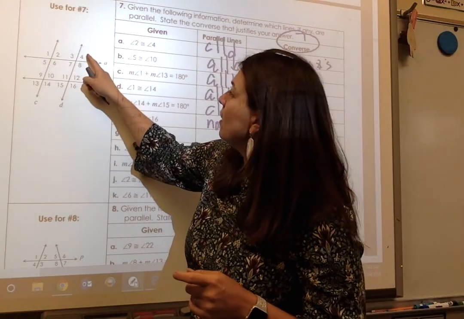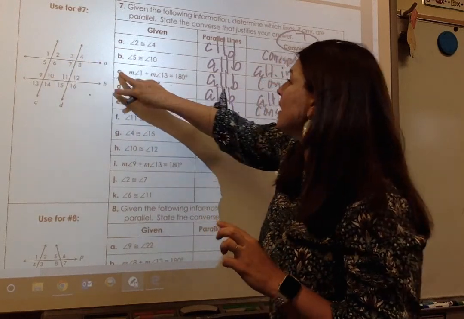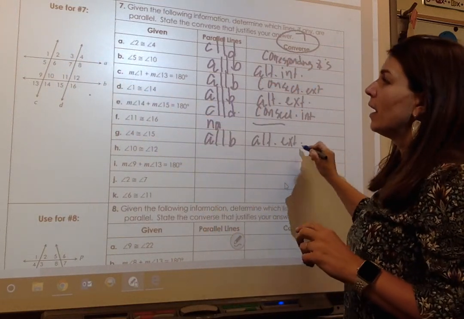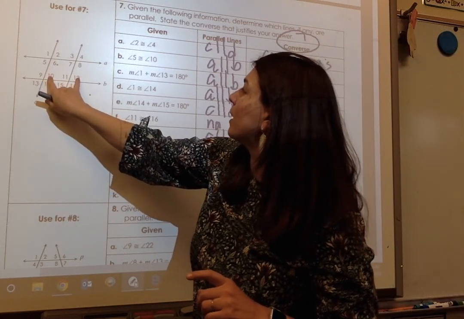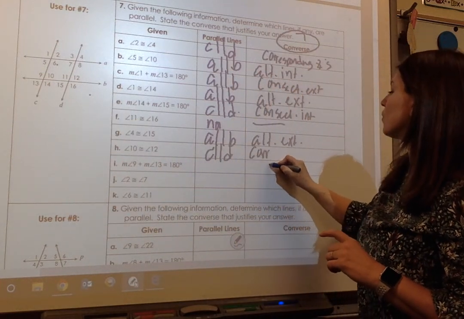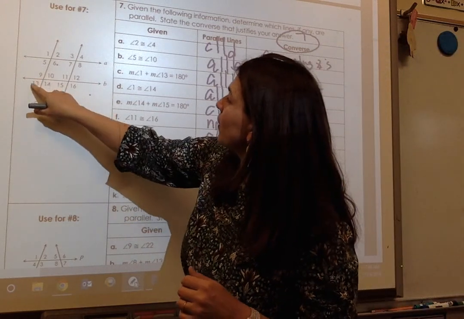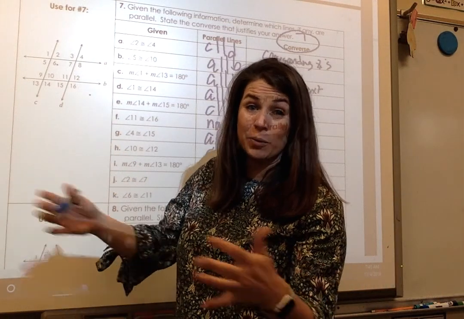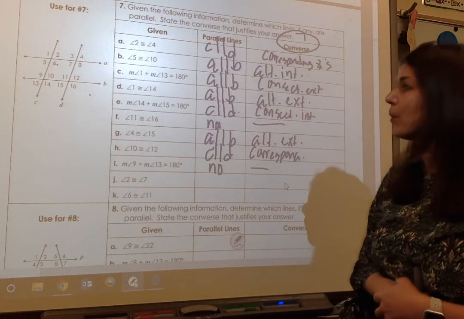4 and 15, alternating exterior, which is making lines A and B parallel. 10 and 12, those are corresponding angles, making lines C and D parallel. 9 and 13, if I look at 9 and 13, that's adding up to 180, but that's just a linear pair. That doesn't tell me anything. So I'm going to say no on that with a line through it.